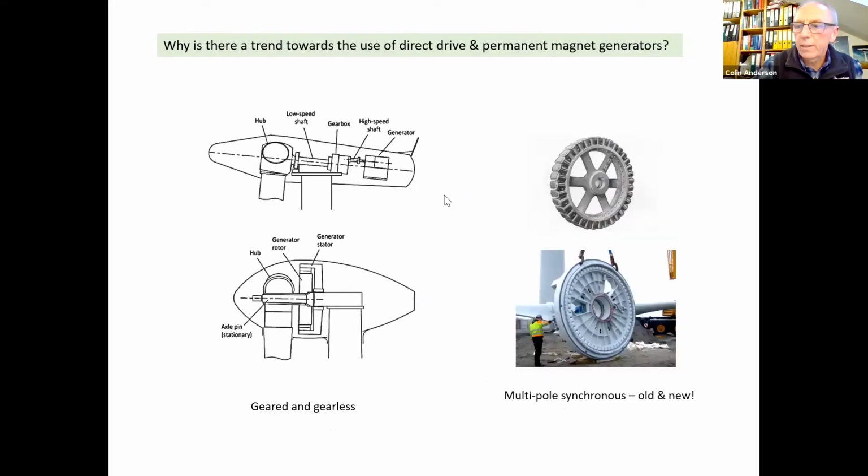Move on to another slide, see how the time's going. We've got time for a couple more. The question here, I don't know if I can quite see that at the top of my screen. Yes, I think David asked this question: why is there a trend towards low speed and permanent magnet generators?